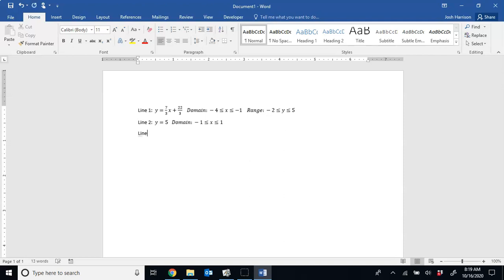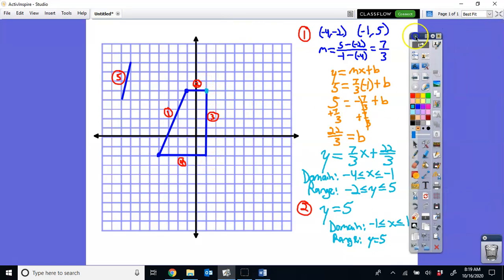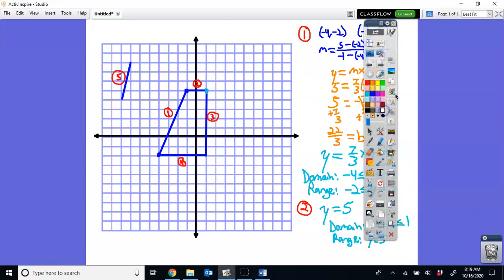When you get to line number 3, it is a vertical line. So I do understand that that one's going to be a little different too. But a vertical line, remember, is the same x value the whole time. All right, I'm going to come over here just to save a little bit of space. Line number 3 is a vertical line. X equals 1 the whole time. So that would make my domain be 1 the whole time.